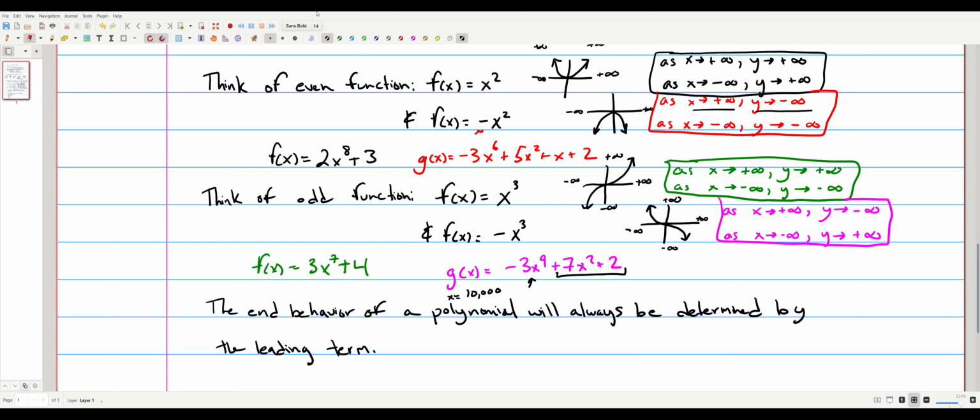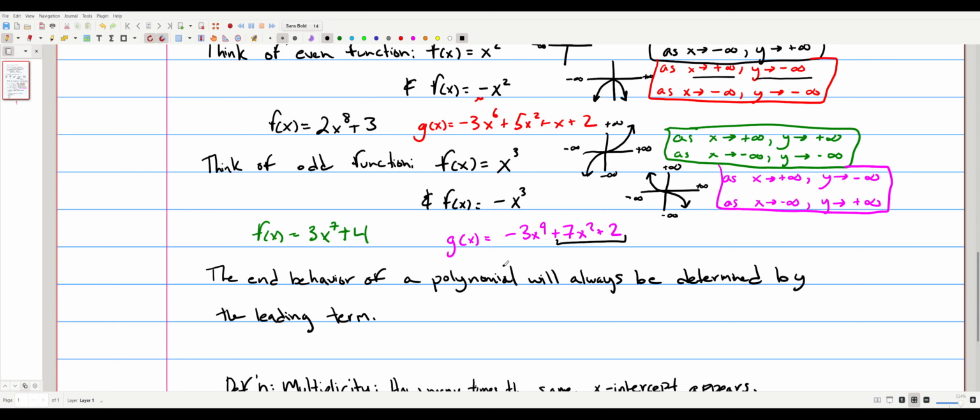And so that's why these functions, regardless that they have all these extra terms, are still going to behave like the leading term of the function. The biggest term is just going to be driving the function more than all of the other pieces combined. Okay, so this is what we're saying here: the end behavior of a polynomial will always be determined by the leading term. So basically, what you have to do is make sure that a polynomial is written in descending order of power, so you have the largest power of x at the front, so you can accurately determine what the end behavior will be. Sometimes that will require some rewriting of the problem.